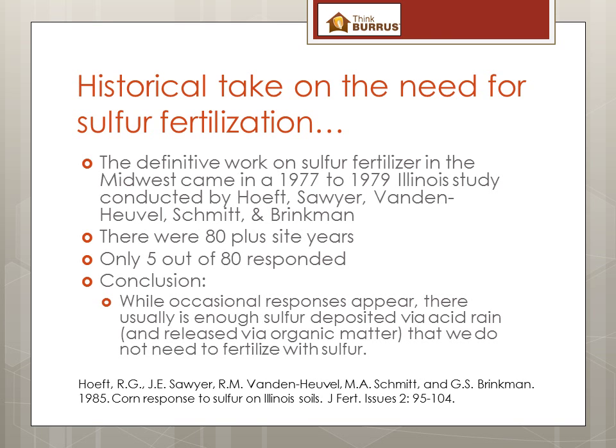There was some real definitive work, a batch of studies conducted between 1970 and 1979 at the University of Illinois, where they applied sulfur. There are 80 plus site years, and out of those, only 5 responded. The conclusion that the researchers came to was that while sometimes there were some responses, for the most part, we were getting enough sulfur through acid rain and through decomposing organic material to meet the crop's needs, and we therefore really didn't need to fertilize with sulfur. We were getting enough sulfur from other sources in a way that we didn't so much get with nitrogen.